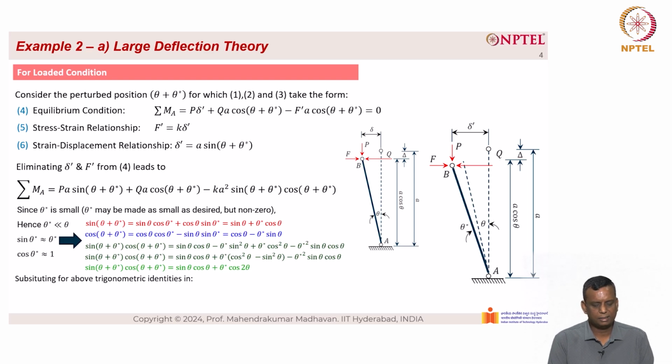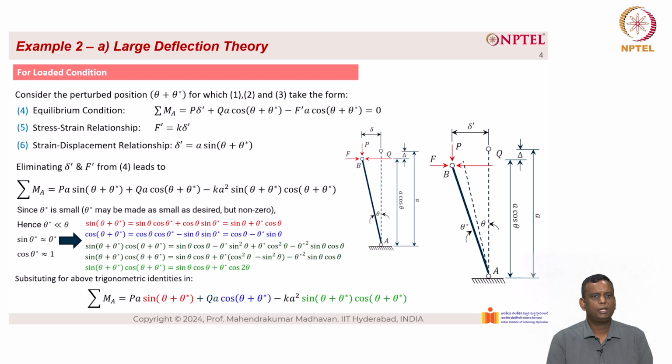Substituting the above trigonometric equations, we get Σm_A = P_A sin(θ + θ*) + Q_A cos(θ + θ*) − K_A² sin(θ + θ*) cos(θ + θ*).